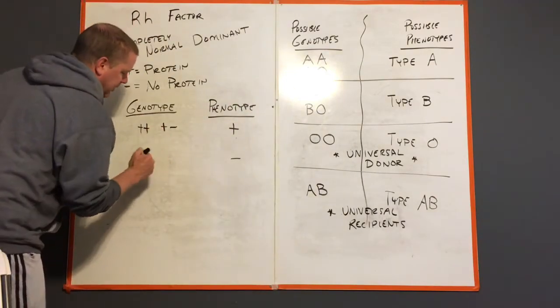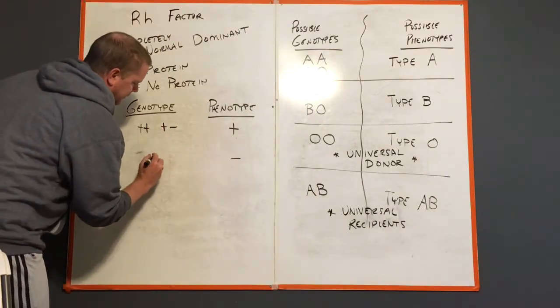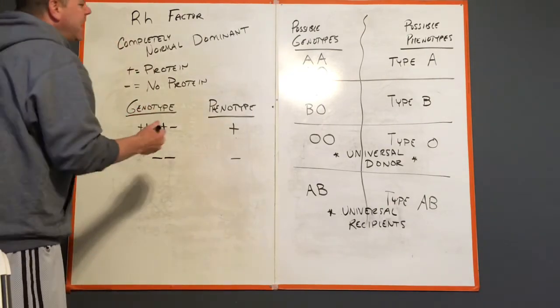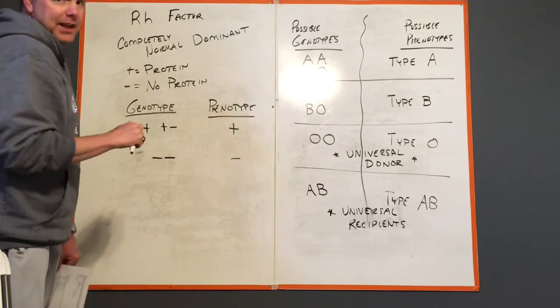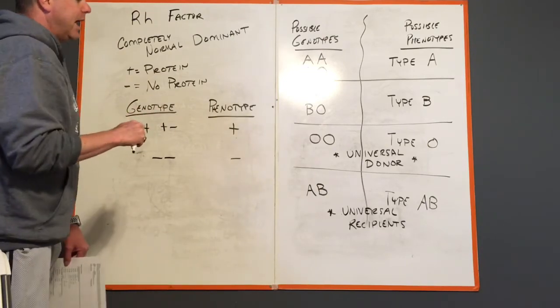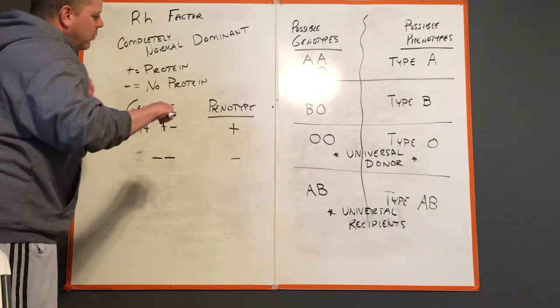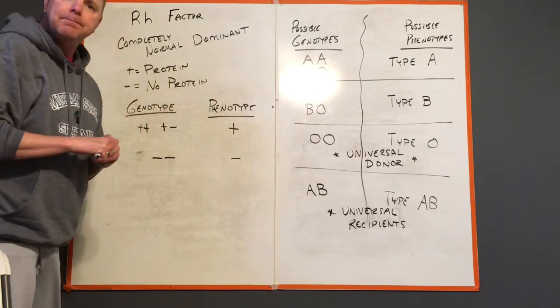Now, in this case, in order to be negative for Rh factor, you have to have a negative and a negative. And you know what? It doesn't really necessarily come up all that often, okay, but one place that it does come up, I'll flat out tell you real quick, is when you choose to have children, all right?